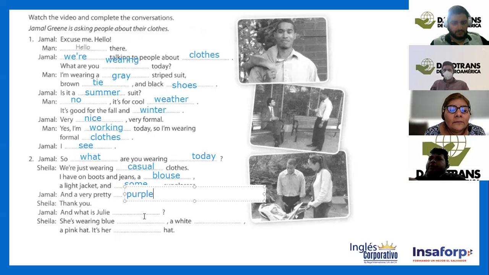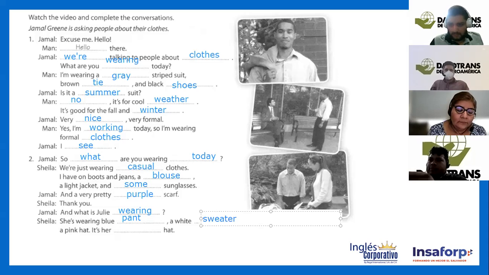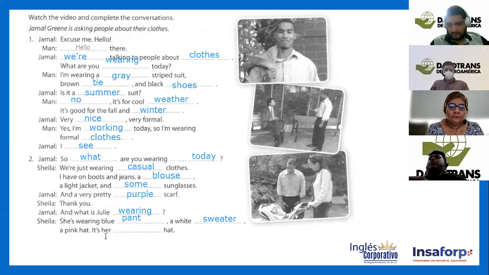And what is Julie? ¿Cuál es la palabra? What is the word? Wearing, right? What is Julie wearing? She's wearing blue pants. Yes, blue pants. And a white blouse. And a white sweater, right? Sweater. And a pink hat. It's her favorite. Yes, right. Favorite hat.